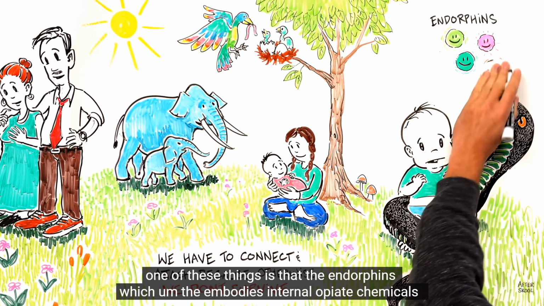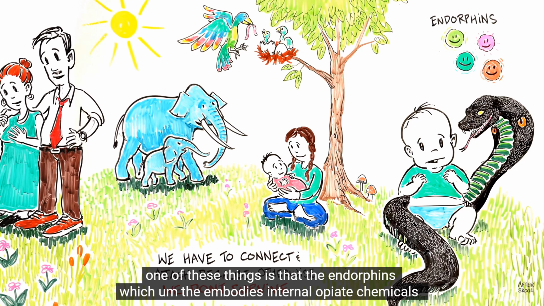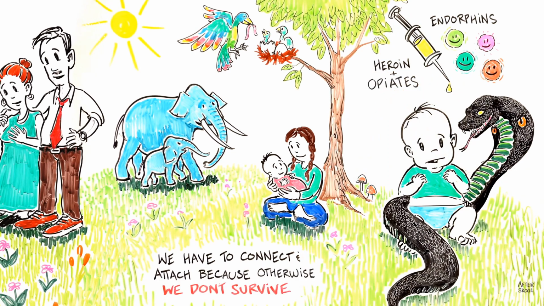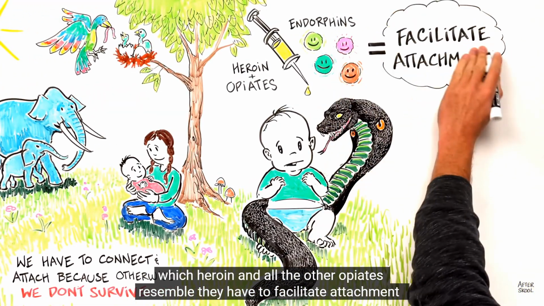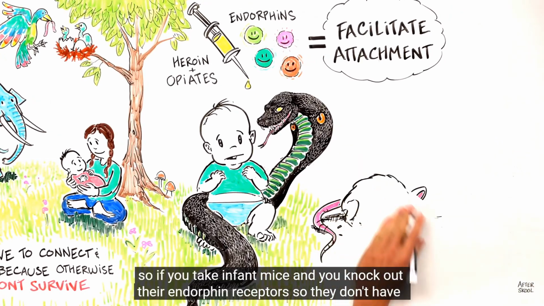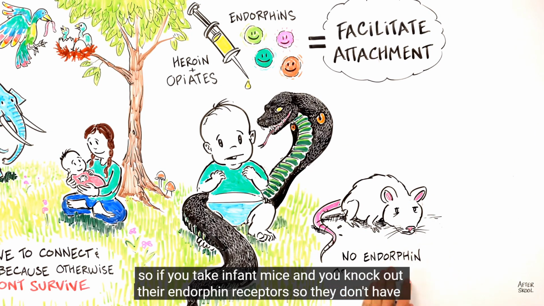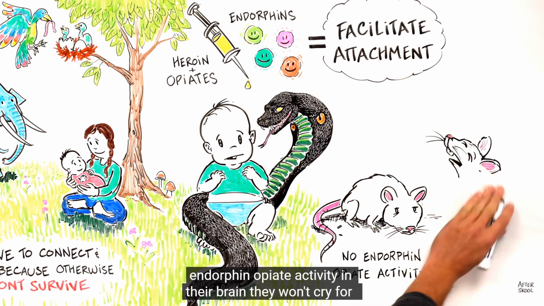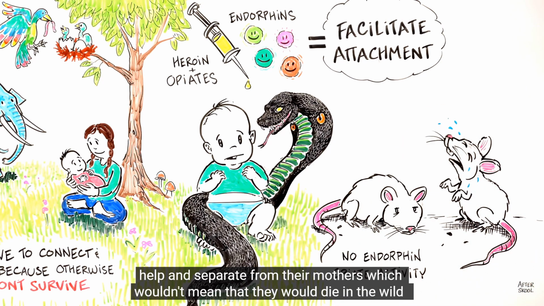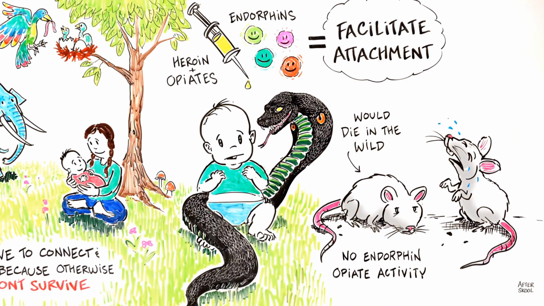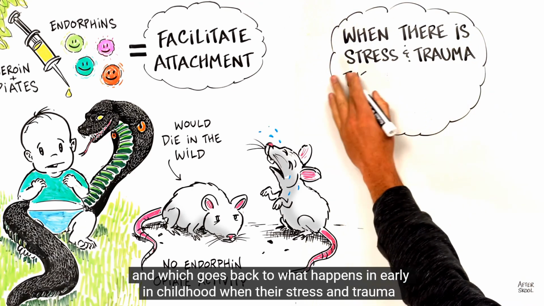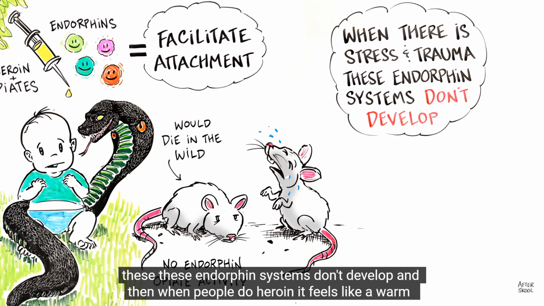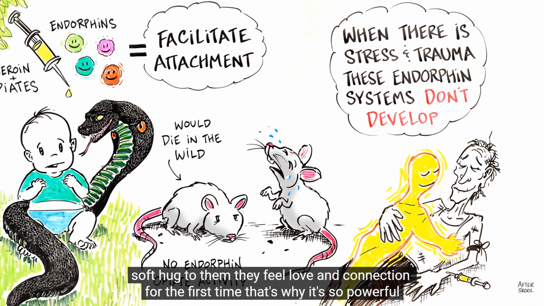One interesting thing is that the endorphins, which are the body's internal opiate chemicals, which heroin and all the other opiates resemble, help to facilitate attachment. So if you take infant mice and you knock out their endorphin receptors so they don't have endorphin opiate activity in their brain, they won't cry for help and separate from their mothers, which would mean that they would die in the wild. And which goes back to what happens in childhood when there's stress and trauma, these endorphin systems don't develop. And then when people do heroin, it feels like a warm, soft hug to them. They feel love and connection for the first time. That's why it's so powerful.